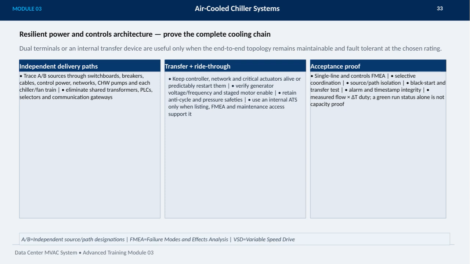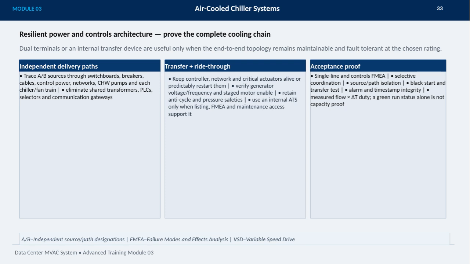This means tracing A to B power sources through every component: switchboards, breakers, cables, control power, networks, chilled water pumps, and each chiller or fan train, while eliminating shared transformers, PLCs, selectors, and communication gateways to avoid single points of failure.